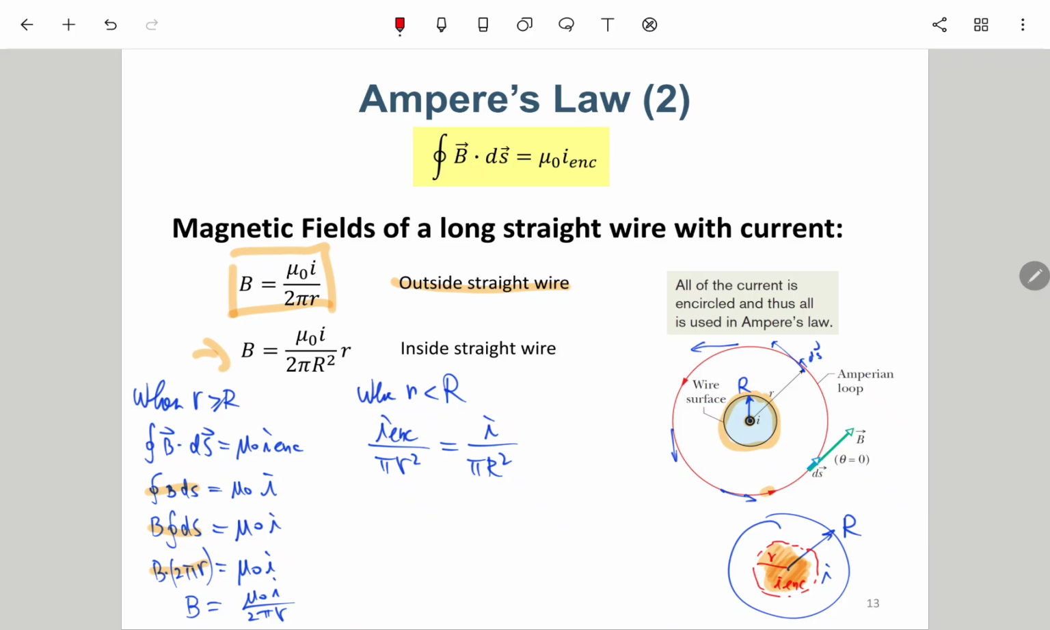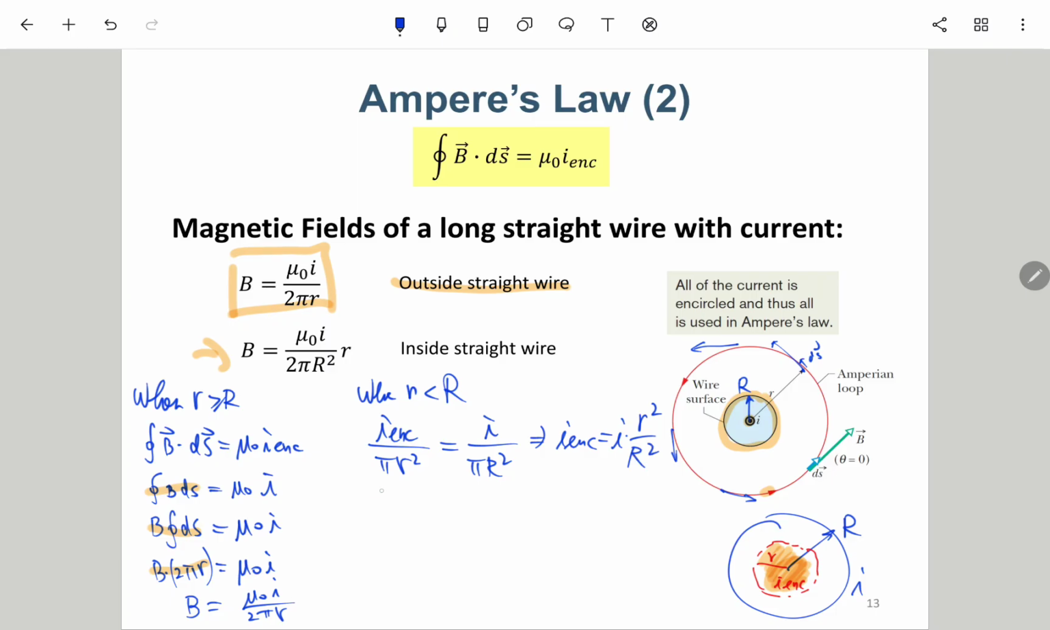And then for the whole current, this is I for the whole wire, so I over pi capital R square, which is the total cross section area of the wire. So we can have I enclosed is nothing but I times small r square over capital R square. Pi and pi can be cancelled.